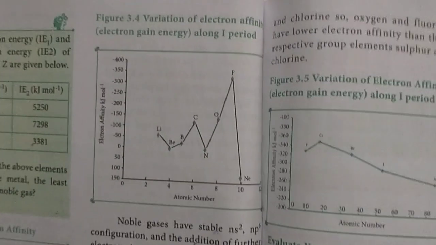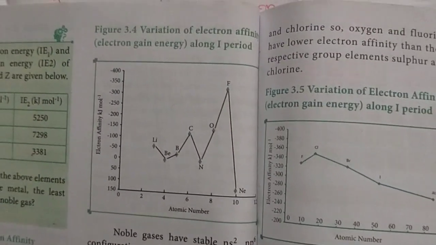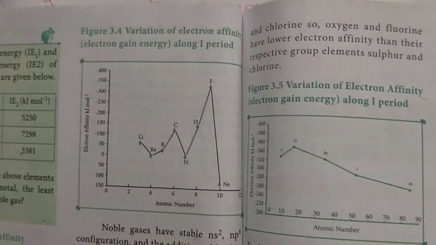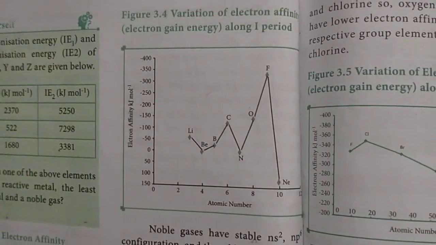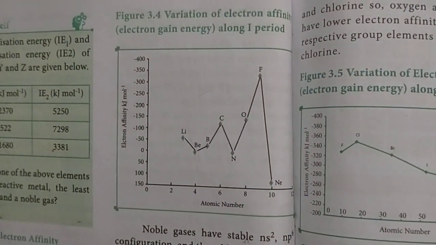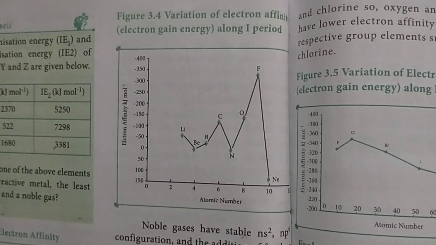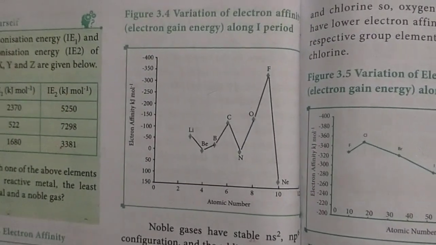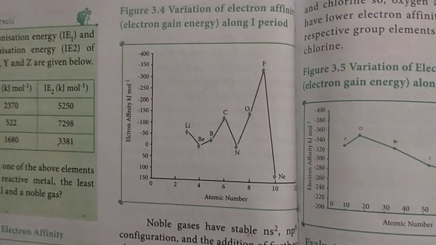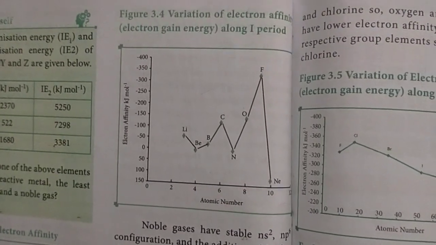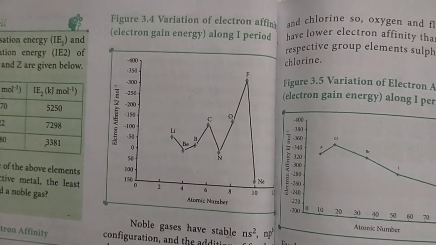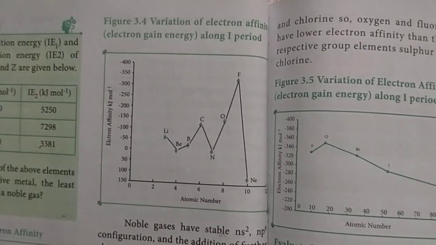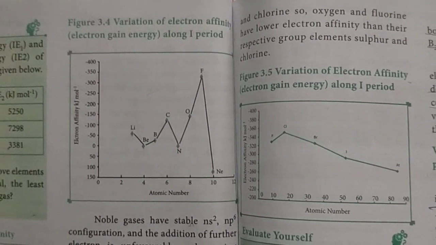And for the noble gases we have a special case, because a noble gas is completely filled. I already told you it is a more stable element than the others. So noble gases require some energy for adding electrons. Electron affinity in neon and the other noble gases is unfavorable.